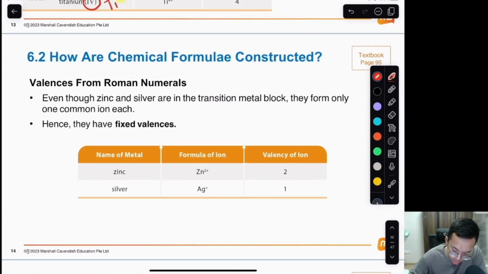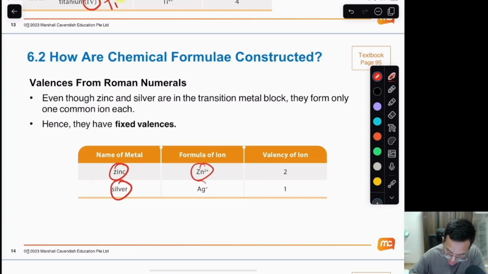There are also fixed valencies. Just need to recognize them. Just know that these two are fixed even though they are considered transition metals. It's Zn 2 plus and Ag plus, or silver plus.